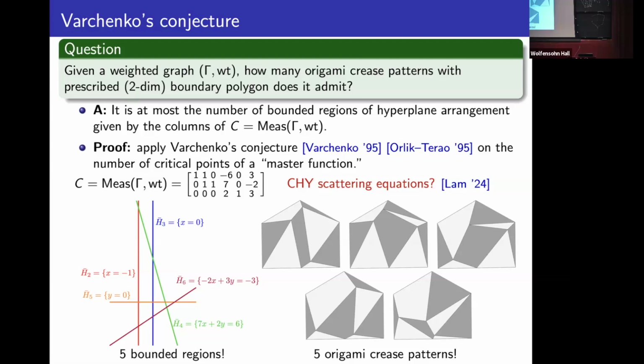But in your setup, the origami crease patterns are like tiles. Maybe I didn't understand the question. What do you mean they are like tiles? In one case, the different bounded regions are tiles of the amplitude. Yeah, this is nothing like that, I think, because here the bounded regions correspond to just these different pictures, which all have the same combinatorics. So I think it's possibly kind of orthogonal to that situation.